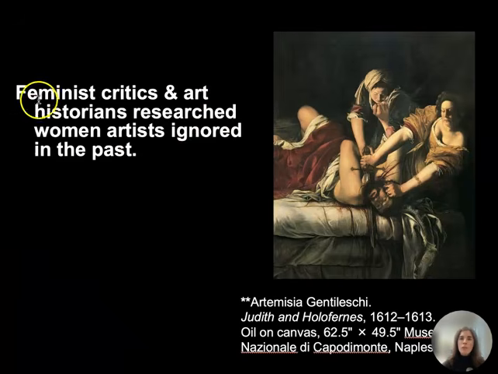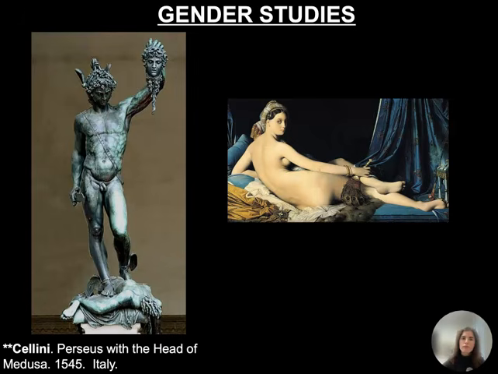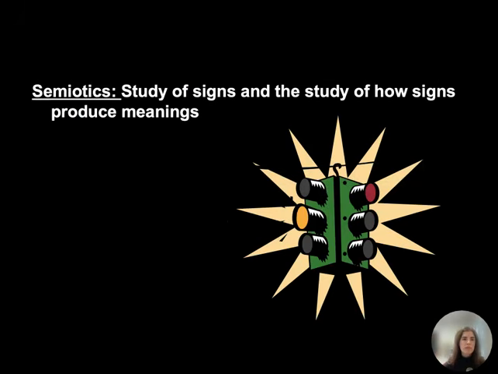We can also think about feminist critics as researching women artists who have been ignored in the past. So Artemisia Gentileschi has become increasingly popular, someone who wasn't studied as much but now has received more attention. We can also think more broadly just about gender studies. So what were some of the ways that the ideal woman was supposed to look versus the ideal man?